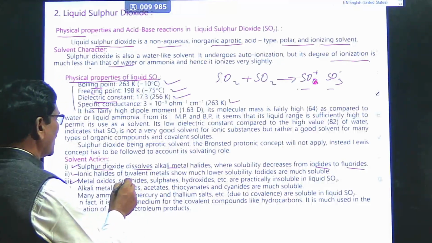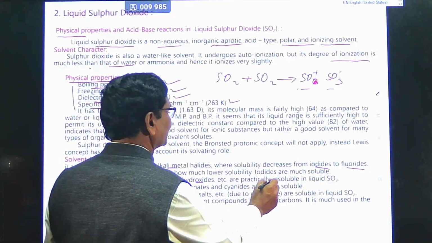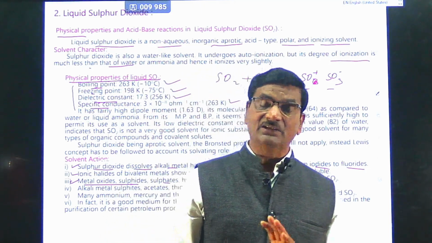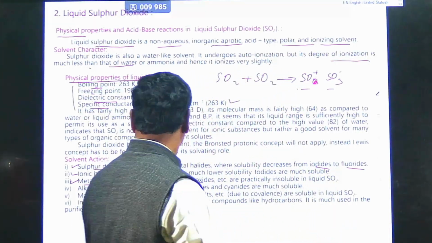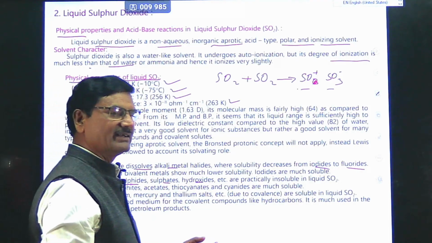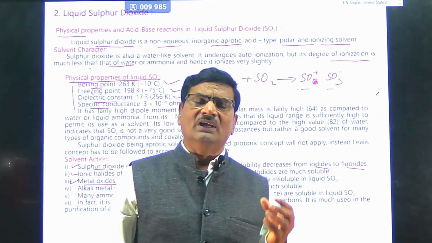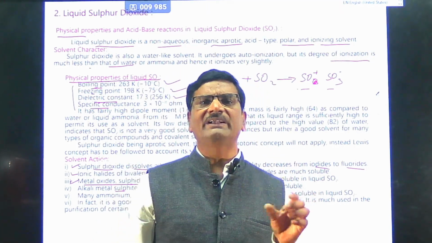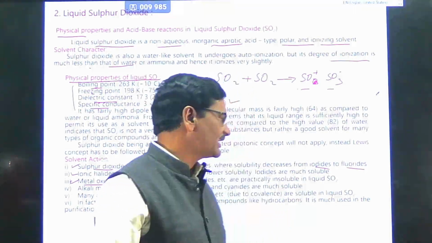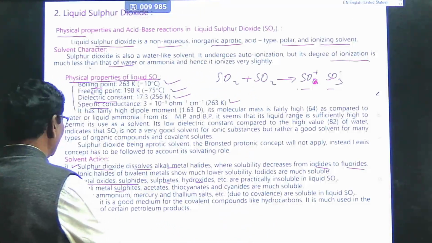Then the next one is the metal oxide. Metal oxides like sulfides, sulfates, hydroxides, etc. are practically insoluble in liquid SO2. That is not soluble. Then the next one is the alkali metal sulfate, which is nothing but K2SO4, Na2SO4. When a first A group metal reacts with the SO4 group, all these are practically insoluble in sulfur dioxide.